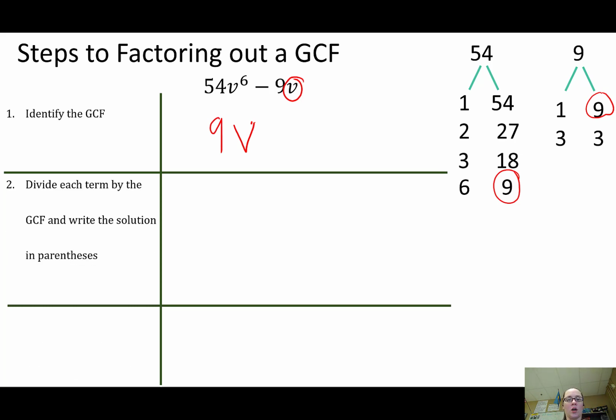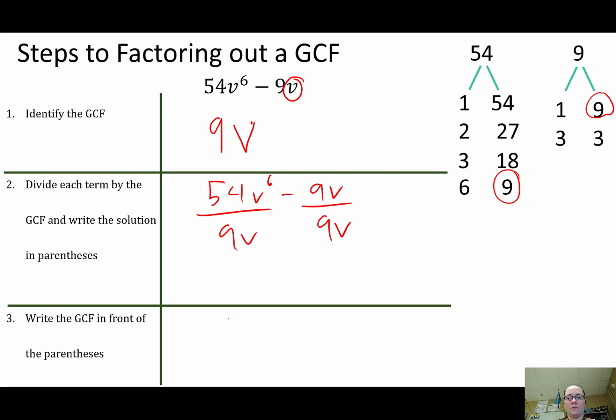So we're going to divide each term by our GCF. So 54v to the 6 minus 9v, and we're going to divide everything by that 9v. So 54 divided by 9 is 6, and v to the 6 divided by v is v to the 5th. And then minus 9 divided by 9 is 1. v divided by v is also 1. So we get 6v to the 5th minus 9, and we're going to write our greatest common factor out front.